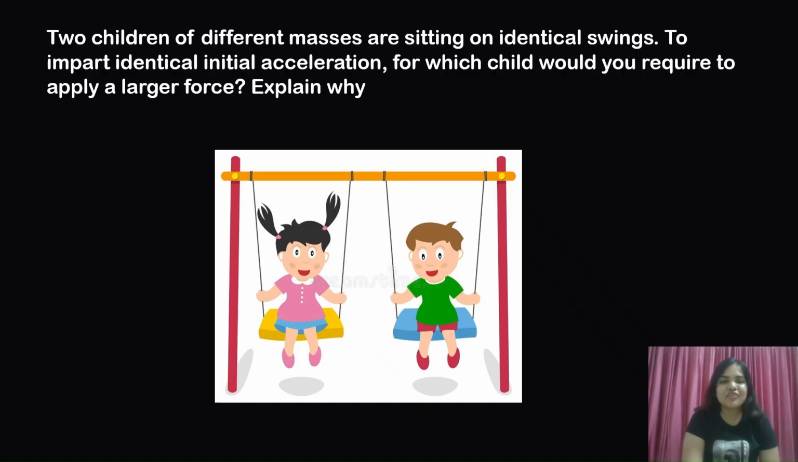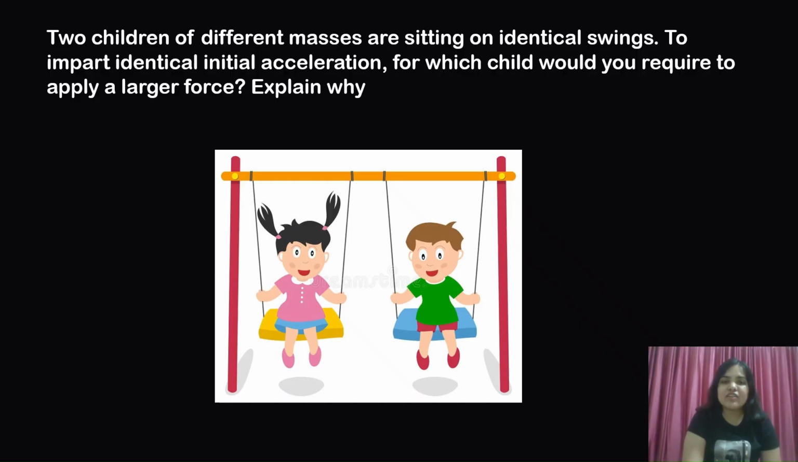Let's move to the next question, that is, two children of different masses are sitting on identical swings to impart identical initial acceleration. For which child would you require to apply a larger force and explain why?